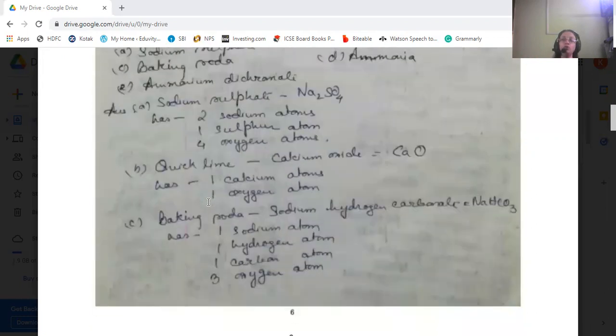Then we come to quicklime. The chemical formula of quicklime is calcium oxide, CaO. There is 1 calcium atom and 1 oxygen atom. Baking soda is chemically sodium hydrogen carbonate, or NaHCO3, also called sodium bicarbonate. So there is 1 sodium atom, 1 hydrogen atom, 1 carbon atom, and 3 oxygen atoms.